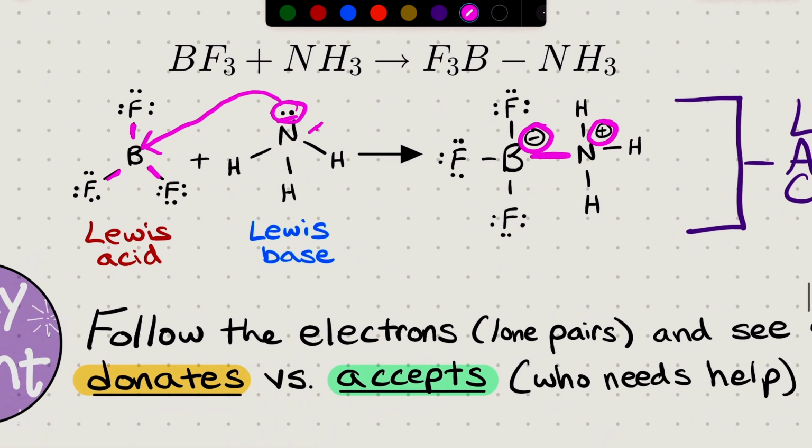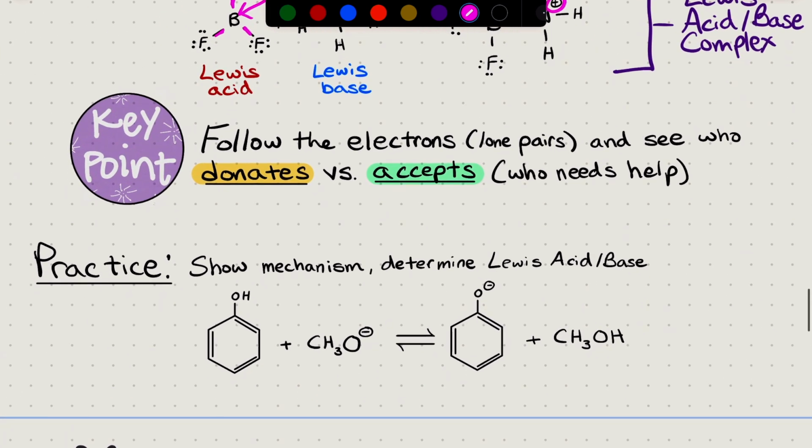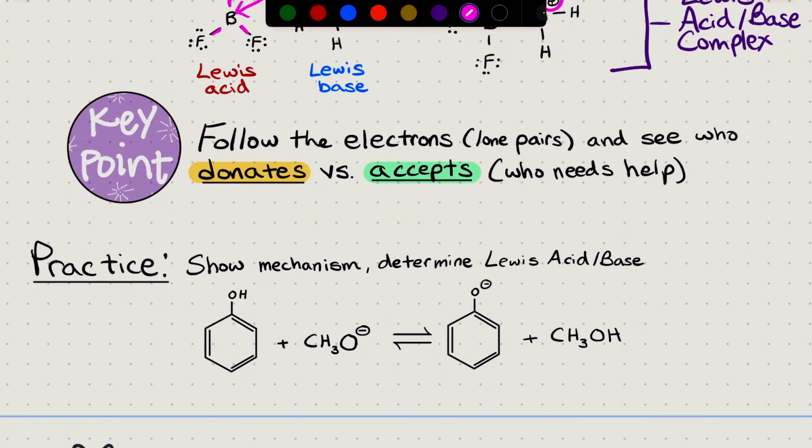Now, I wanted to bring up this key point. Remember this as a guiding light in organic chemistry: follow your electrons and see who donates and who accepts. The ones who accept are the ones who need help because they are electron deficient. They are electron poor. The ones who are donating are very electron rich and they have things to give up. Okay? So, we're just going to do one last practice problem before wrapping up this extremely long video.